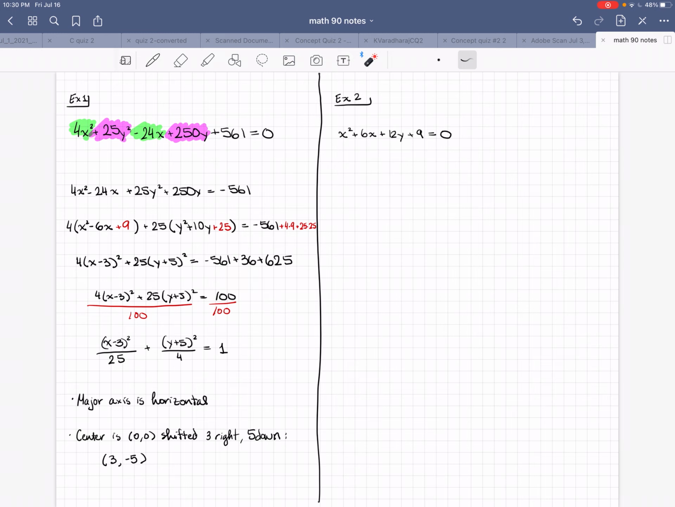Now let's look at this example. In this example, you'll notice maybe straight away that there's no y squared term.